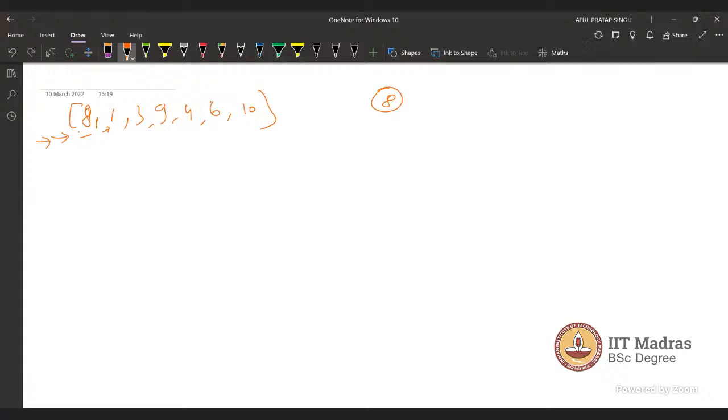Okay, so 1 is less than 8. If the value is less than the node value, just move to the left side. If the value is greater than the current node value, just move to the right side, and move until you find an empty place for the addition of the element. So 1 is less than 8, and there is no node available on the left side. So this is the empty place to add this 1. Just add that 1. Now the next element is 3.